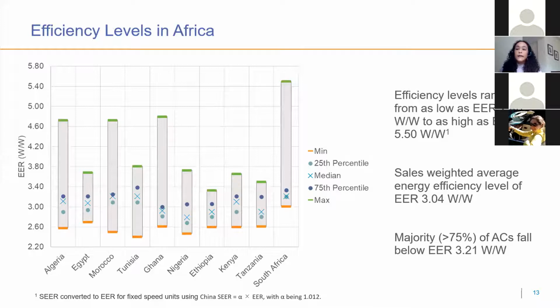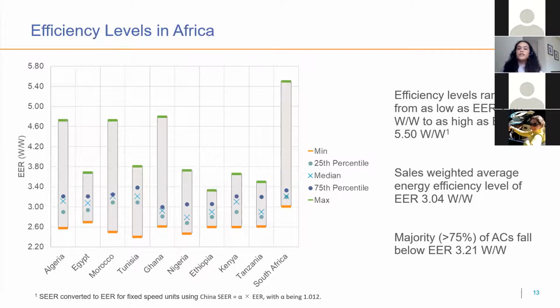Now, if you look at the efficiency levels of ACs sold in the 10 countries, we can see that there is a large range of efficiency levels, the lowest being 2.4 watts per watt and the highest being 5.5 watts per watt. However, if you look at the X's in this figure, you'll see that the average efficiency level is considerably lower. We calculated the sales weighted average efficiency level, and it was 3.04 watts per watt across the 10 markets.